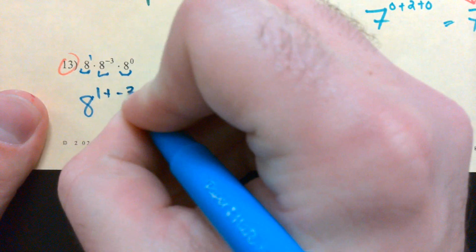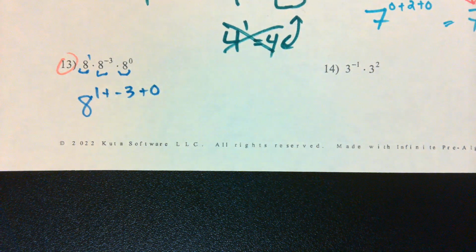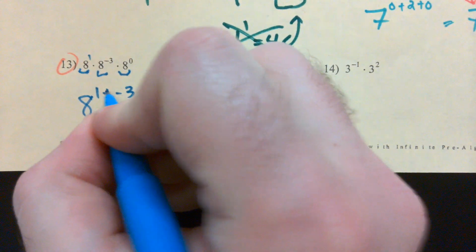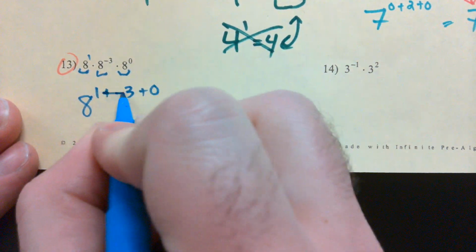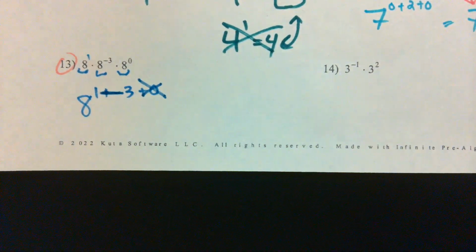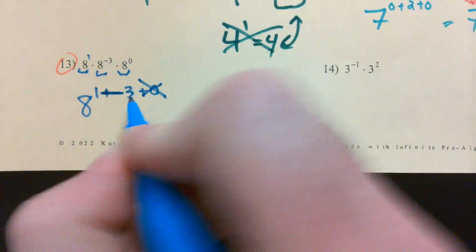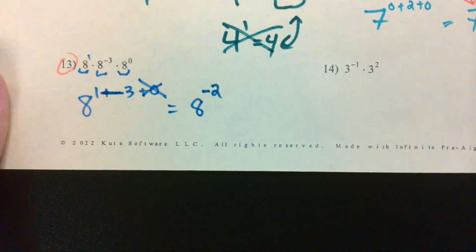1 plus negative 3 plus 0. You gotta take this step by step because it'll get confusing if we try and do it all at once. Plus next to a minus is a what again? Minus, good. We don't even need this plus 0. That doesn't do anything for us. We can ignore that. And what does 1 minus 3 equal to? Negative 2.